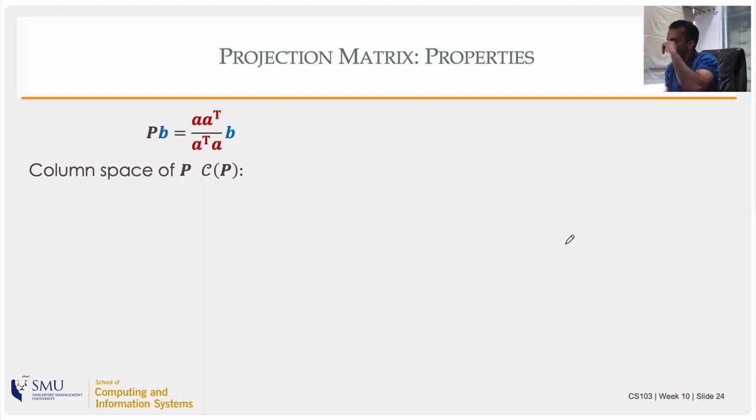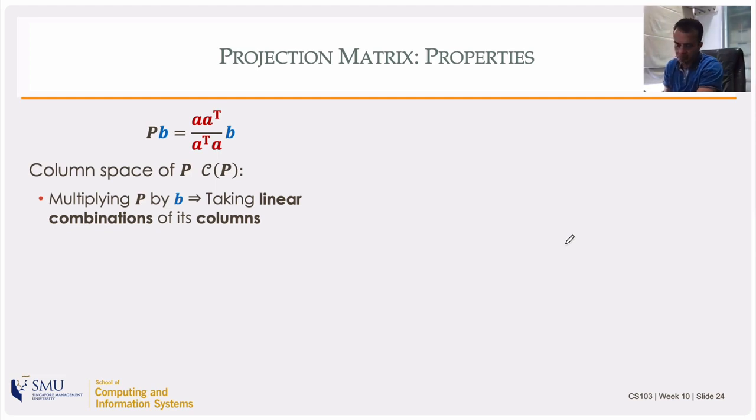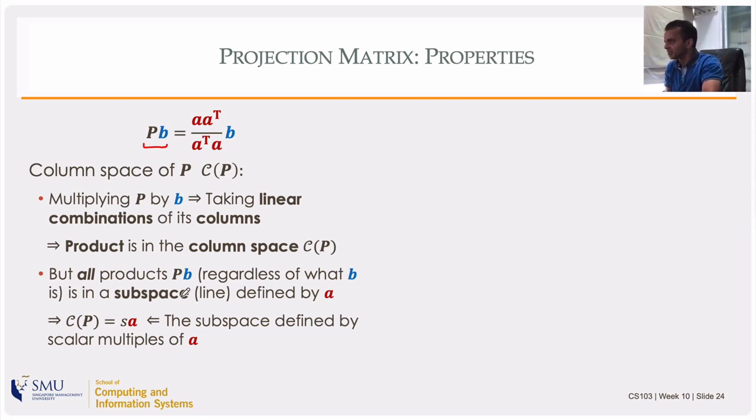What's the column space of the projection matrix P? Taking a projection of a vector B is multiplying that vector on the left by P, which means you're taking a linear combination of the columns of P. So the projection, which is P times B, will be in the column space of P. But all products, regardless of what B is, will be in the direction of A. Remember, that is what projection is. The projection operation will take a B to the direction of A.